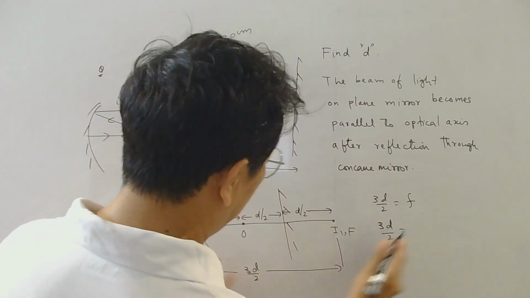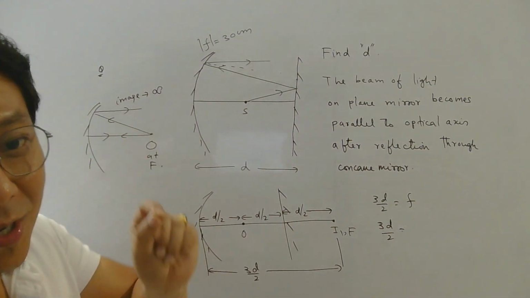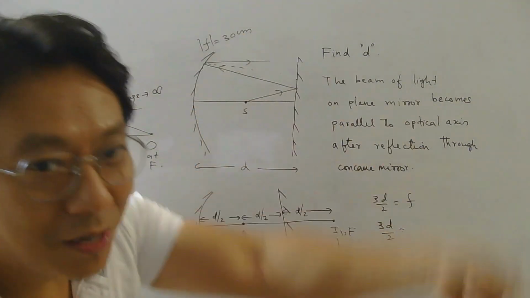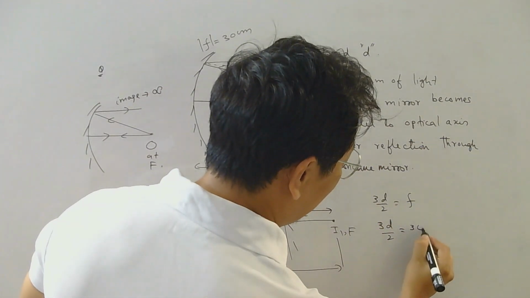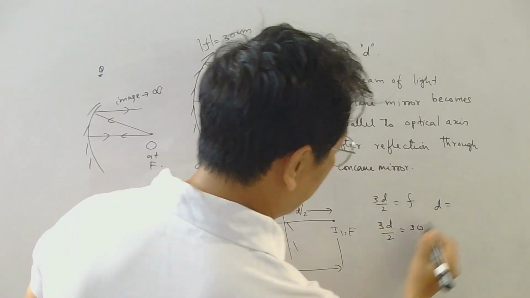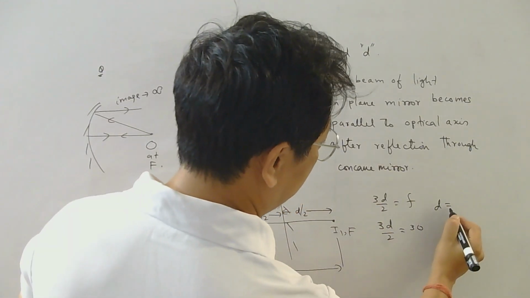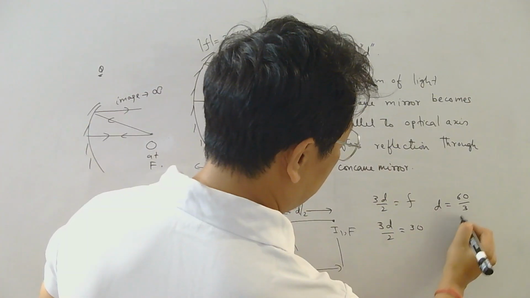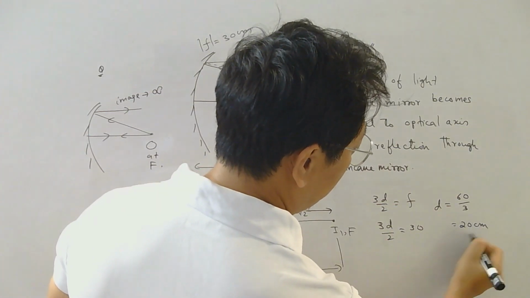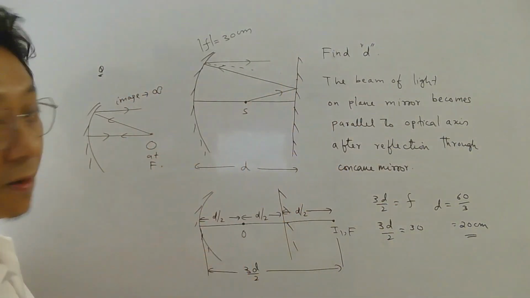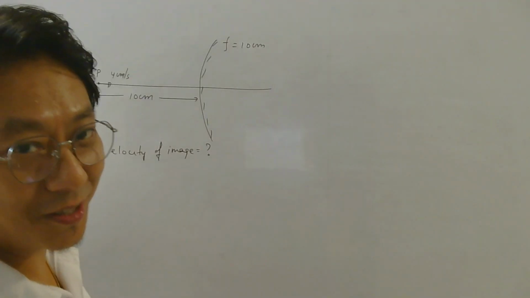Therefore this 3d by 2 must be the focal length. Length, remember, I am saying magnitude, plus distance. I am not substituting f in the mirror formula. Focal length is 30. So d will be how much? This will be 60 by 3, 20 centimeter. Okay, so this distance must be 20 centimeter. Let us see the next question.